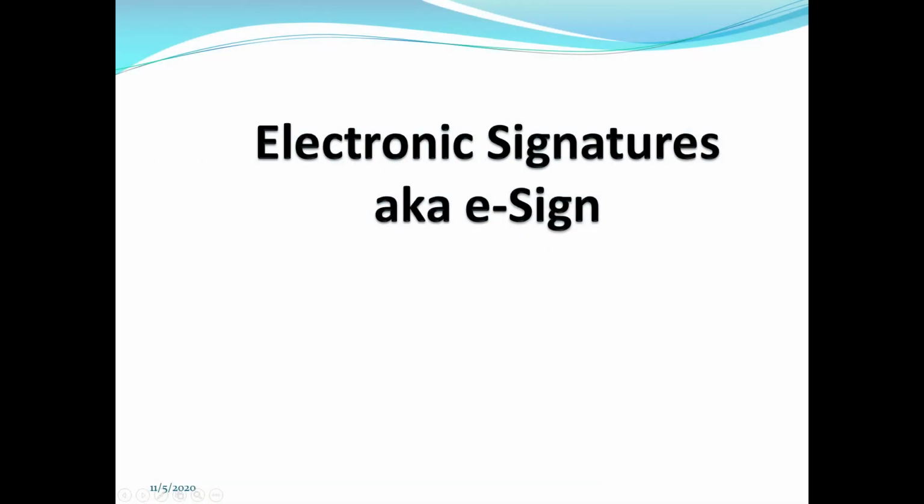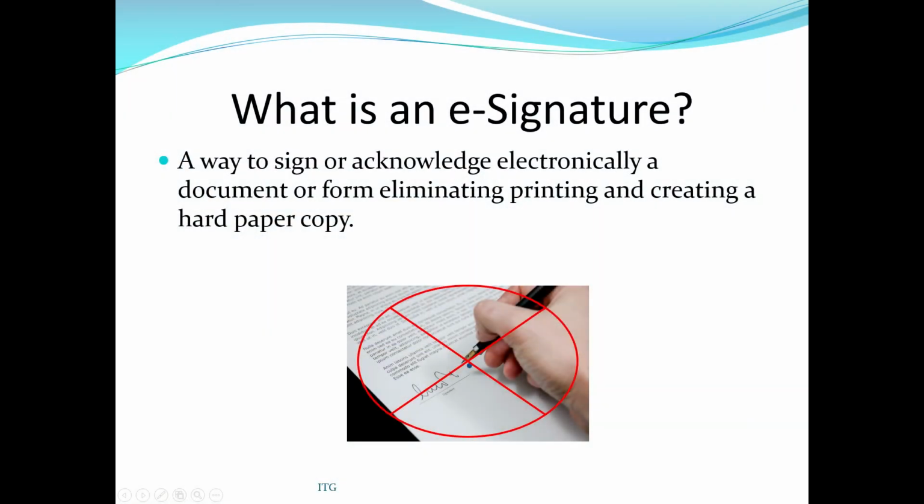Today we're going to be talking about electronic signatures and how to add them to your Adobe Acrobat. An electronic signature, or an e-signature, is a way to sign documents in a binding way so that you don't have to print or create a hard copy. This easily allows you to email your acknowledgement on a form, contract, or document.